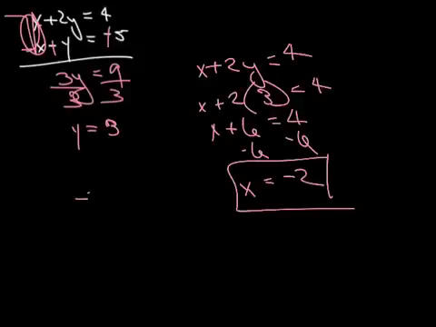So, negative 2 is my x, and 3 is my y. Make sure you put them in that order. The negative 2 first, because that's the x, and then your 3.